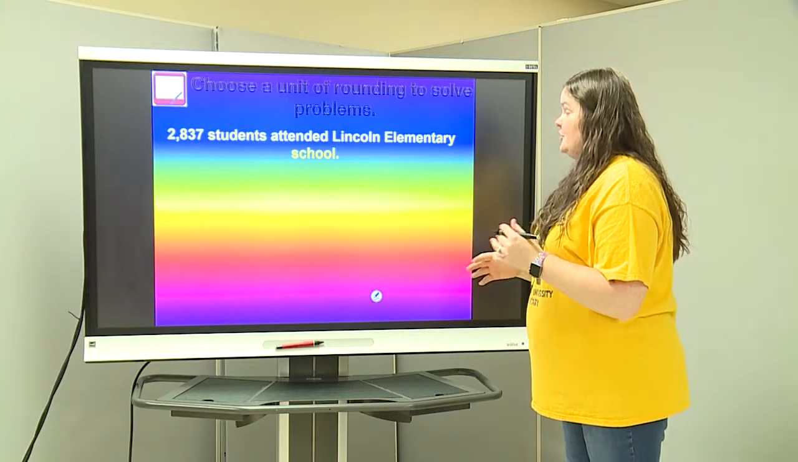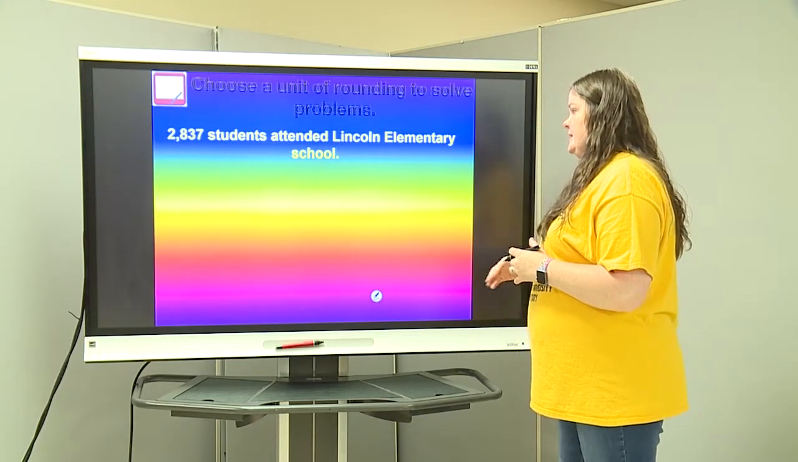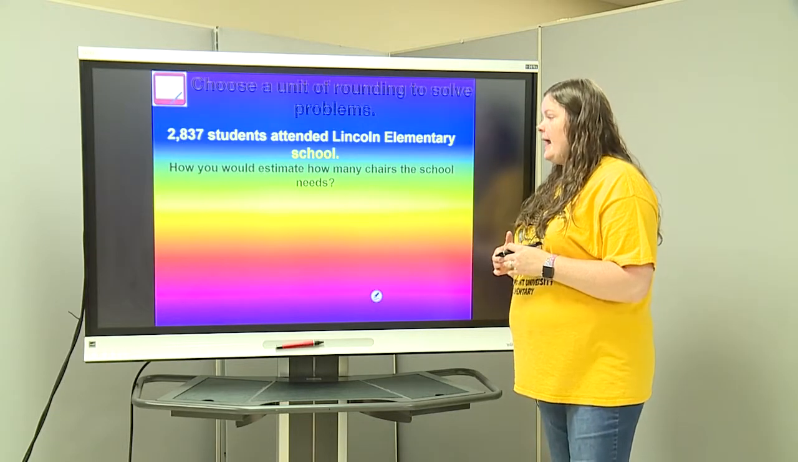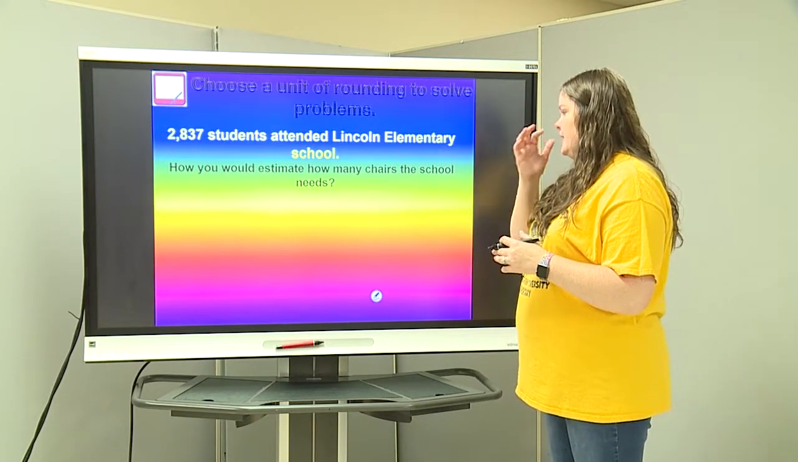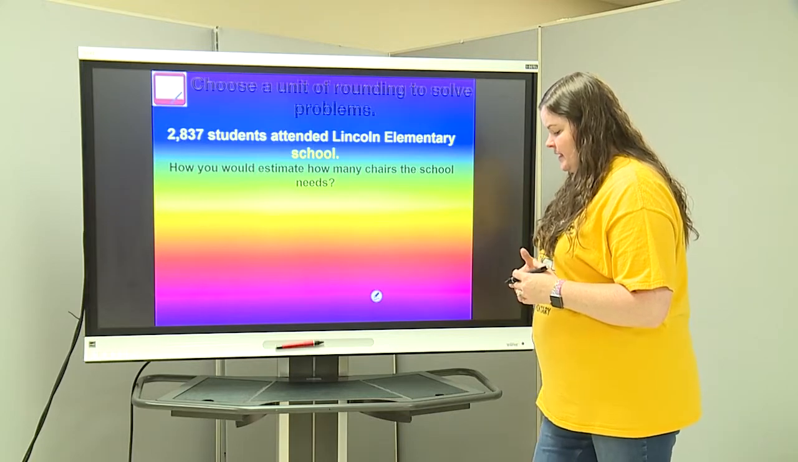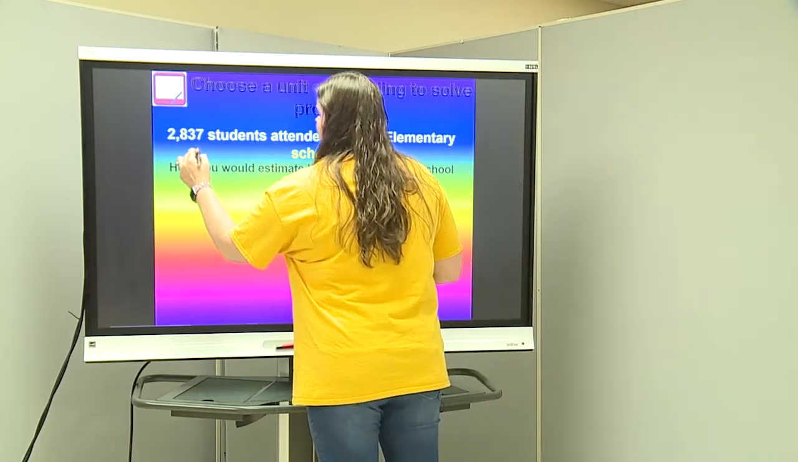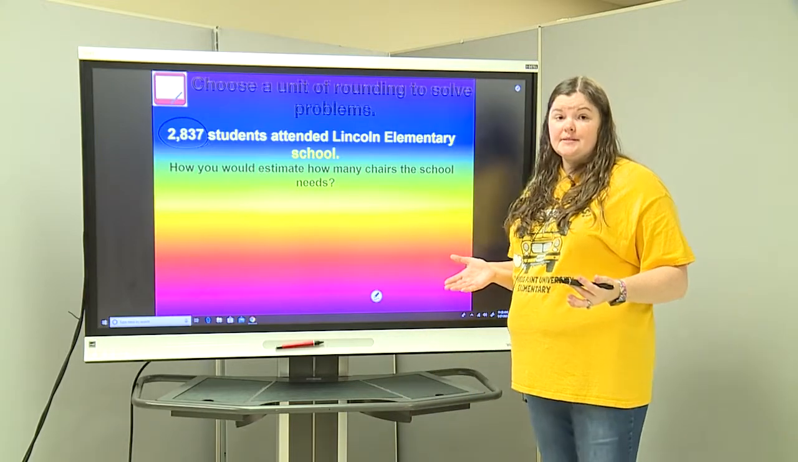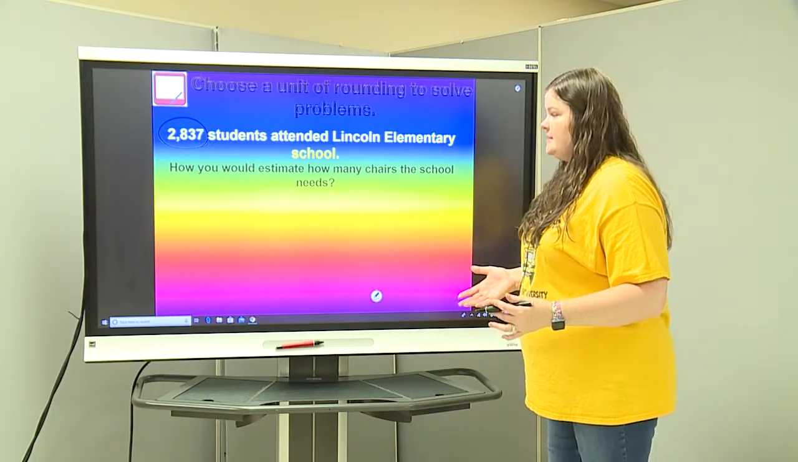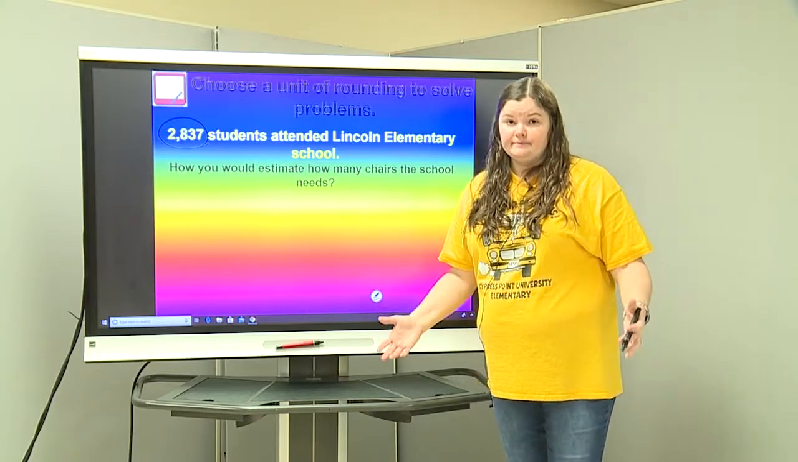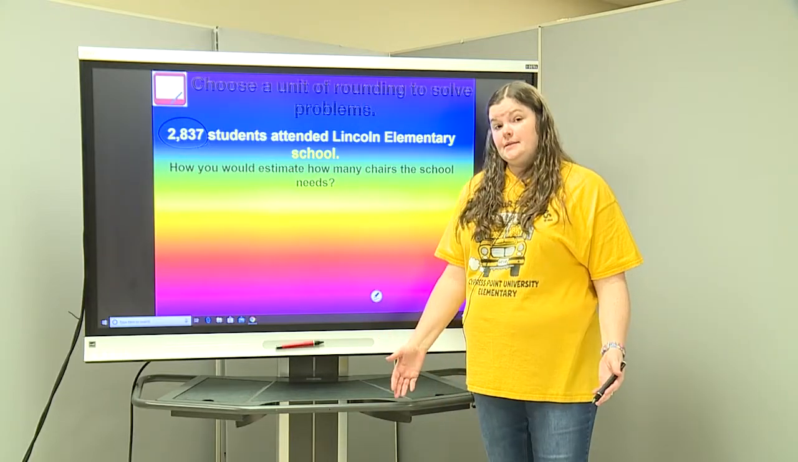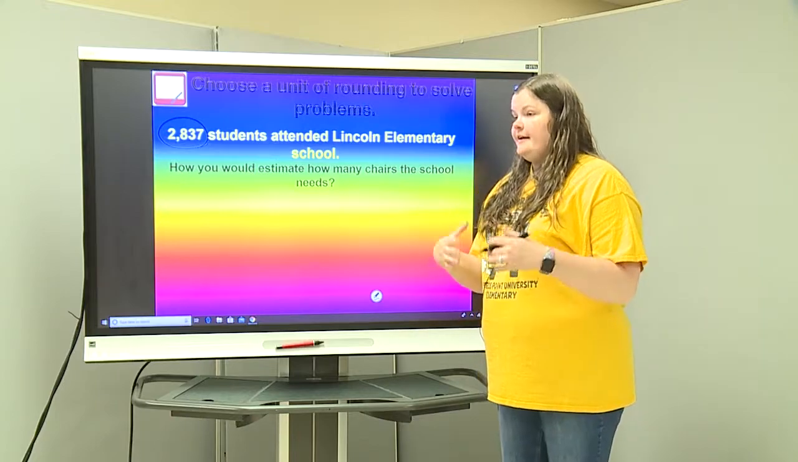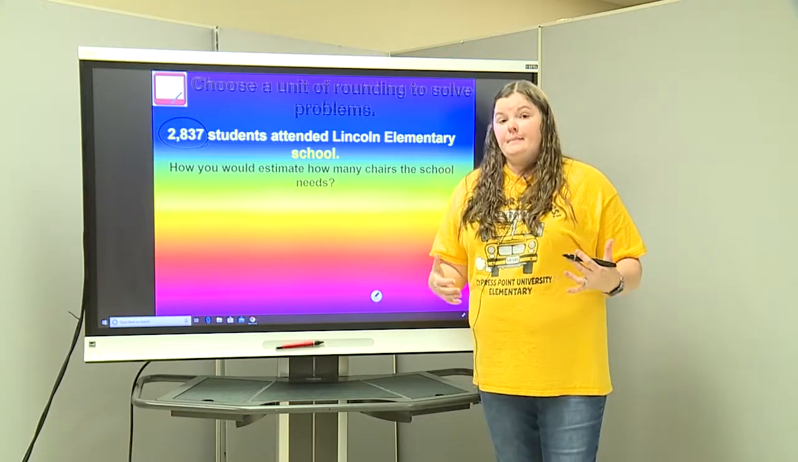All right, let's look at this one. It says 2,837 students attended Lincoln Elementary School. How would you estimate how many chairs the school needs? So let's look at this number, 2,837. My biggest place value is only the thousands. So my best estimate, or my best rounding, would be to the nearest thousands place. Let's visualize what that number line might look like.